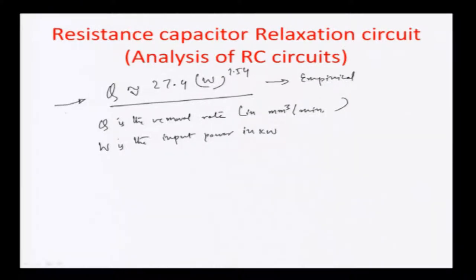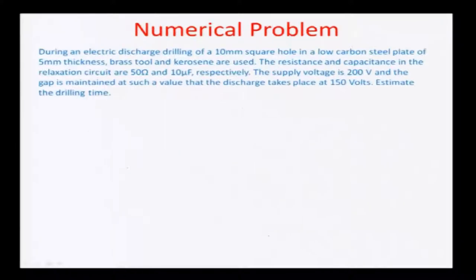Such relationships are very often used in EDM processes, which also help us to understand and design the RC circuits or the relaxation circuits for feeding an EDM tool. So, let us do a numerical problem based on that: in an electric discharge drilling process of a 10 mm square hole in a low carbon steel plate of thickness about 5 mm, a brass tool and kerosene are used, kerosene being the dielectric and brass the tool. The resistance and capacitance of the relaxation circuit that have been designed are 50 ohms and 10 microfarads respectively. The supply voltage is about 200 volts, and you maintain a gap between the tool and the workpiece so that breakdown happens at 150 volts.